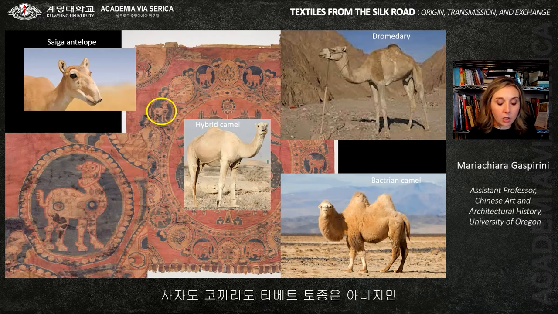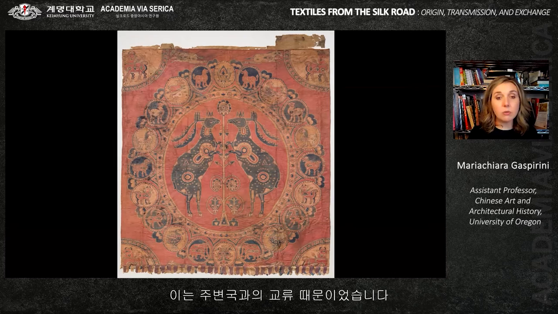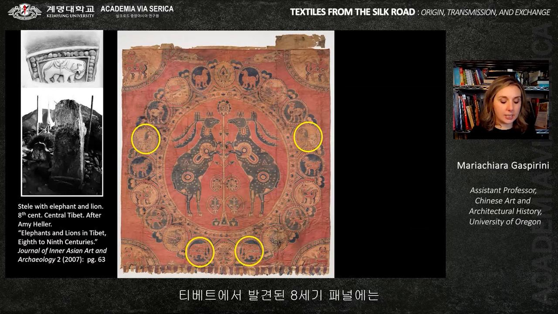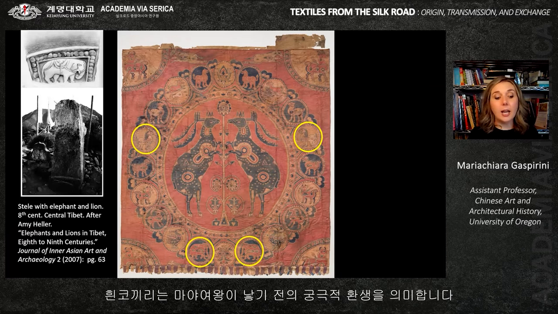Neither lion nor elephant are native to Tibet, but they appear in 8th, 9th century Tibetan art due to the exchanges with the neighboring countries. In one of the earliest textiles found in central Tibet, dated to the 8th century, these two animals in fact appear together. Their combination might be due to the spreading of Buddhism. The lion was the symbol of Shakyamuni's clan, the Shakya. And the elephant was the ultimate incarnation of the Buddha before he was born to Queen Maya.